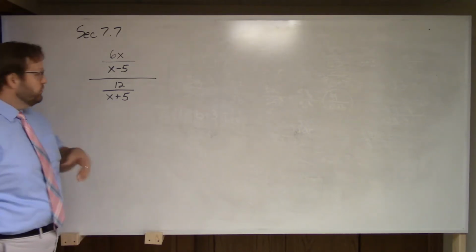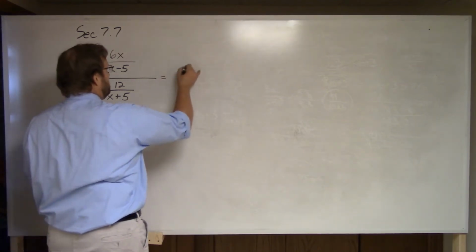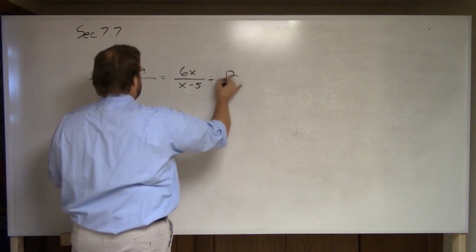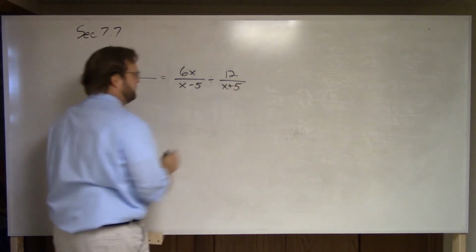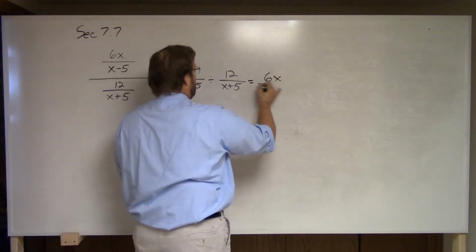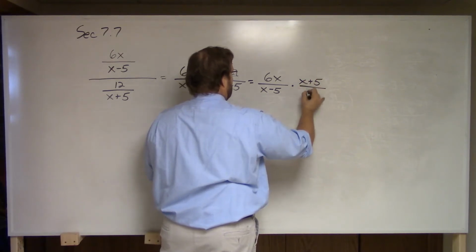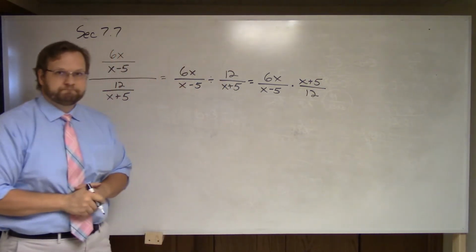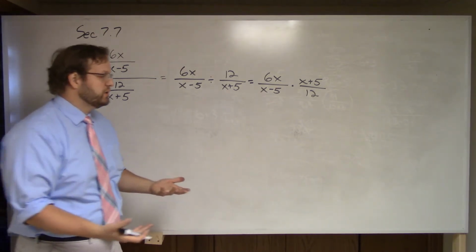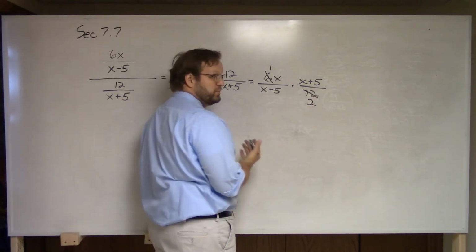Okay, so same thing, we have a single fraction over a single fraction. When that happens, I am going to write it as a division problem instead. Okay, when I divide fractions, I'm actually going to multiply by the reciprocal. And now I just simplify and then actually carry out the multiplication and I'm done. 6 and 12 reduce and that's pretty much it.